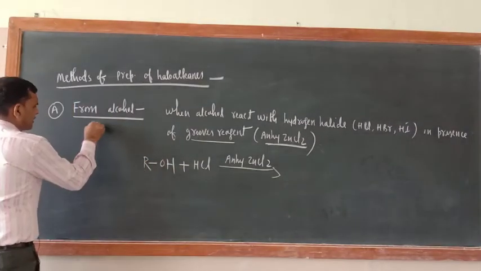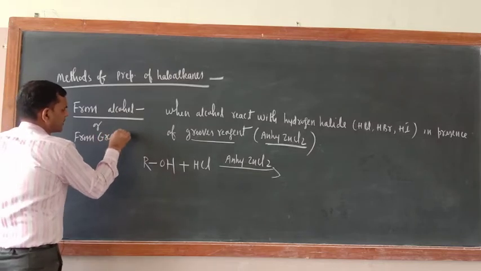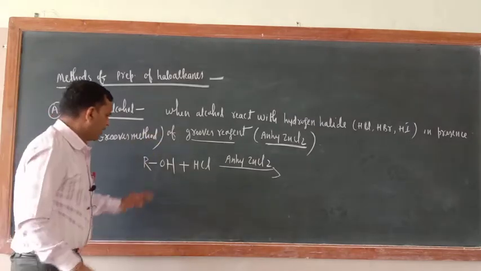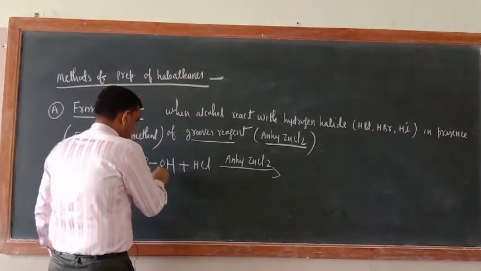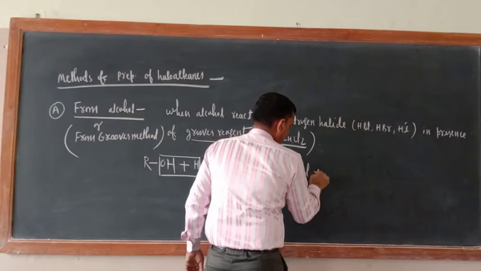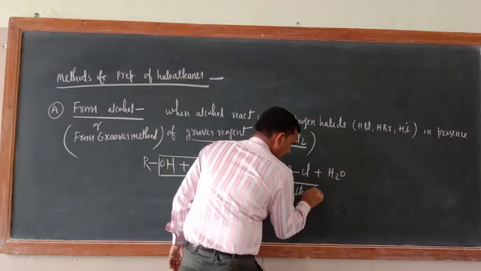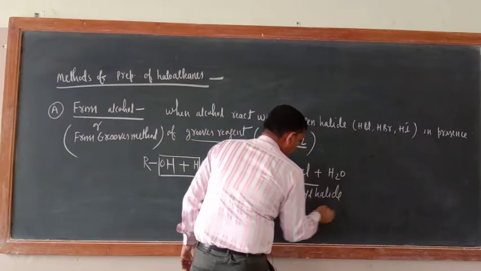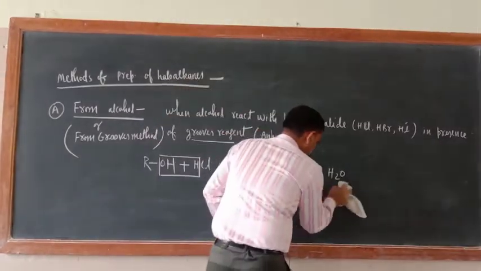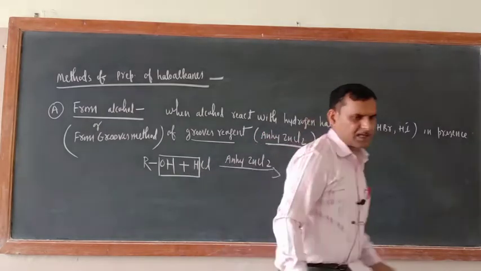You can write here, from Groove's method. Now ROH plus HCl. Here OH and H combine, so here we get RCl plus H2O. This is alkyl halide. Better to write alkyl chloride. Now try to understand here. Alkyl chloride, you can make another also in the same way.